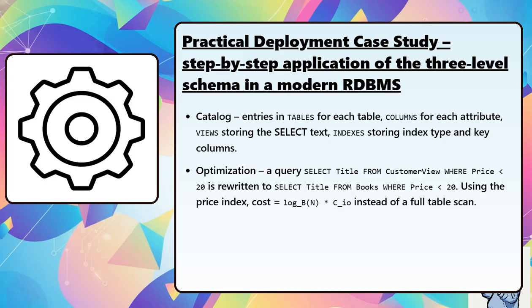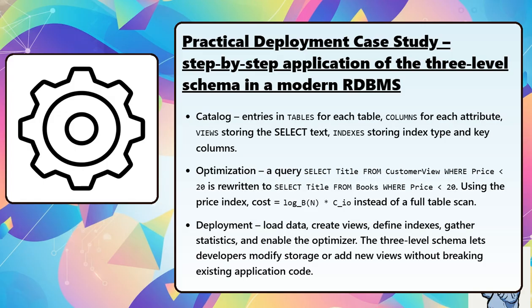Using the price index, cost equals log base B of n times C_IO instead of a full table scan. Deployment, load data, create views, define indexes, gather statistics, and enable the optimizer. The 3-level schema lets developers modify storage or add new views without breaking existing application code.